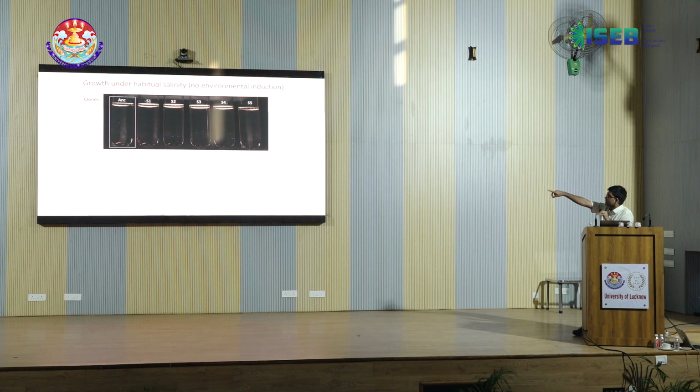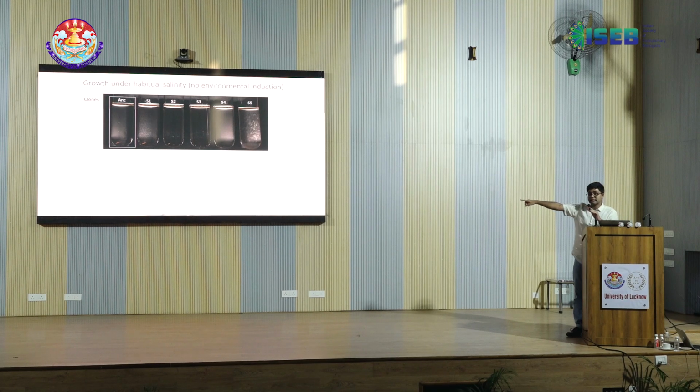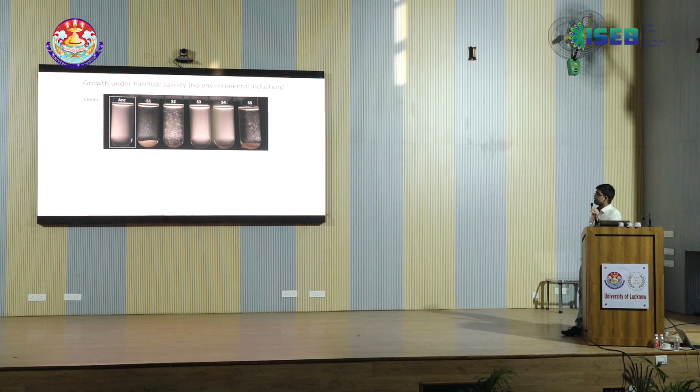So there is the ancestor for your reference, and there is no environmental induction, so this is happening without any extra salt, so we expect unicellular growth. But in the selected lines, the growth was multicellular, and these are big globules, each globule contains more than 1 million cells, and they are all alive. If you use fluorescent lines, they all fluoresce, and they are so heavy that they settle.